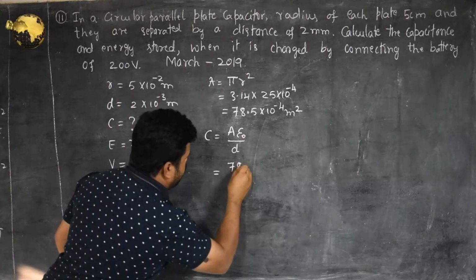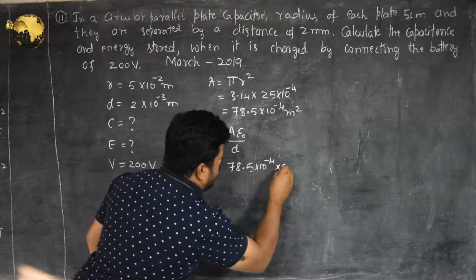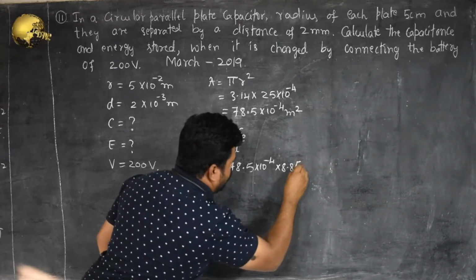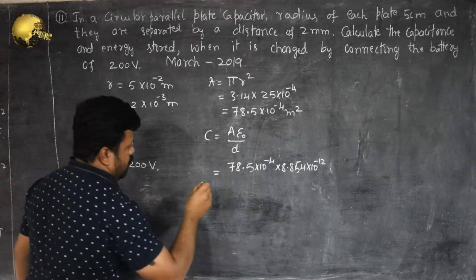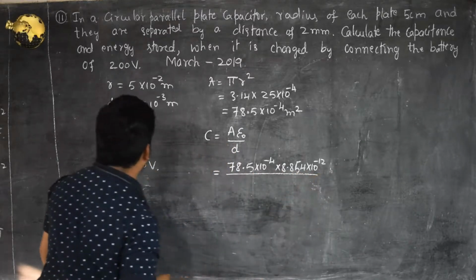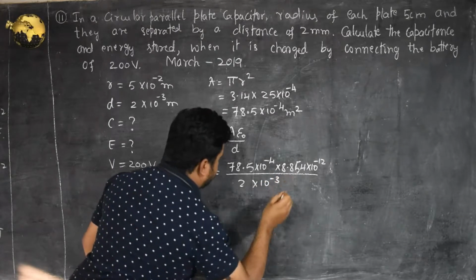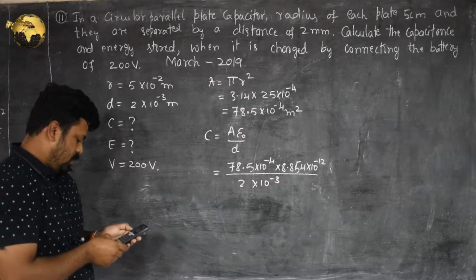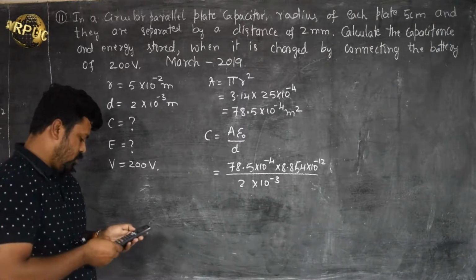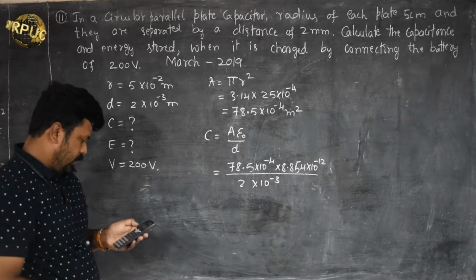A is 78.5 into 10 to the power minus 4, into 8.854 into 10 to the power minus 12, the permittivity of free space epsilon naught, divided by 2 into 10 to the power minus 3. So let's calculate this. 78.5 multiplied by 8.854 divided by 2.